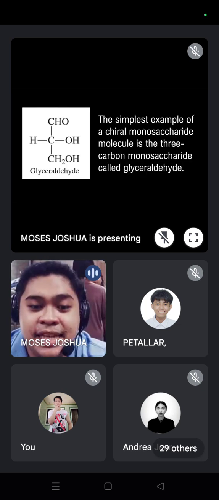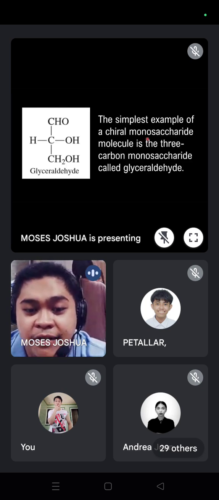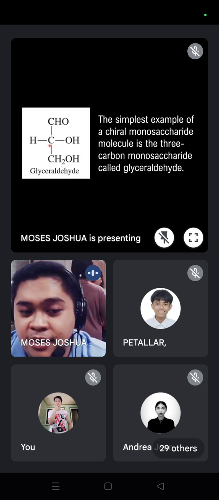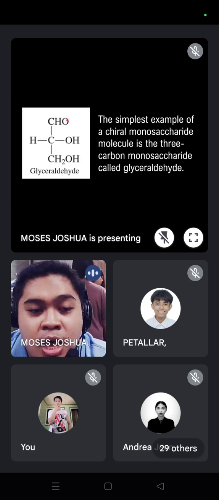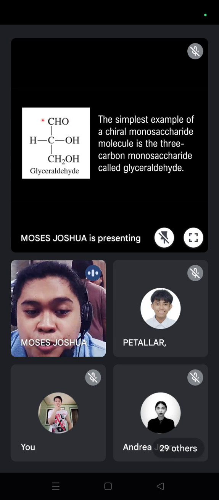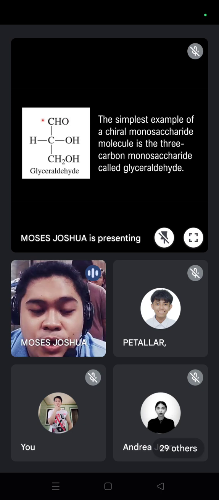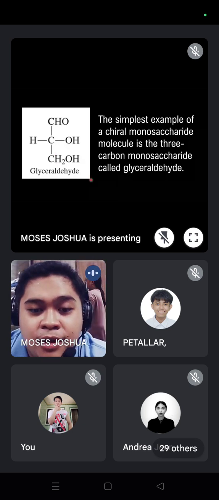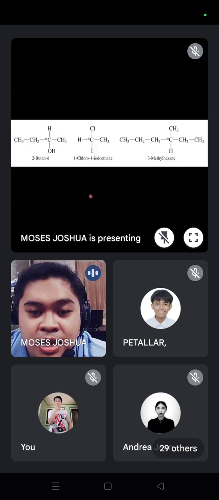And then the simplest example of a chiral monosaccharide molecule is a 3-carbon monosaccharide called glyceraldehyde. So again, we have one carbon atom being attached to an aldehyde group, and then an alcohol group, and then we have the methanol. So this is an example of a simple chiral monosaccharide molecule.